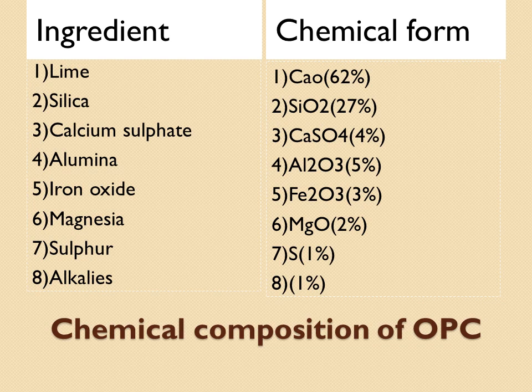We've got alumina. Symbol also is given there. Should be 5% in OPC. We've got iron oxide. Also symbol is here and should be around 3%. We've got magnesia. The symbol is given here and it is 2%. We've got also sulfur. Symbol is given here and should be around 1%. Then the other chemical ingredient is alkalis and should be around 1%.